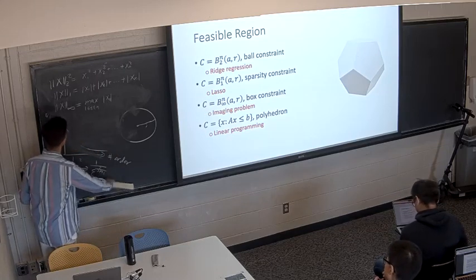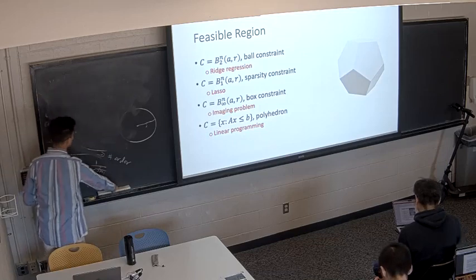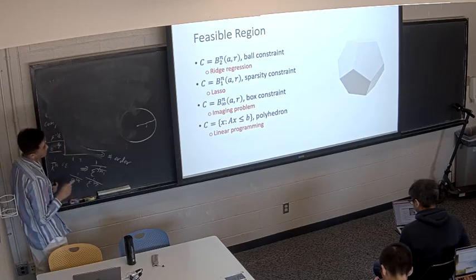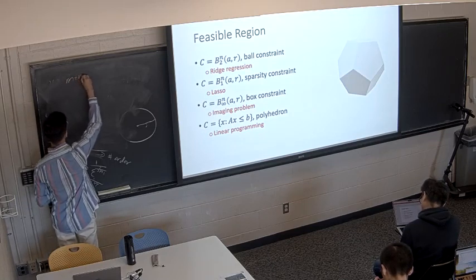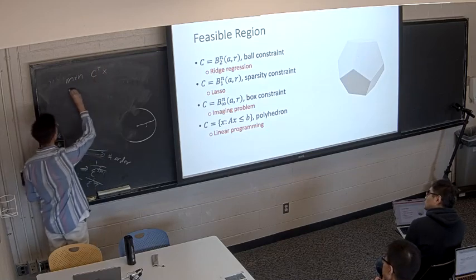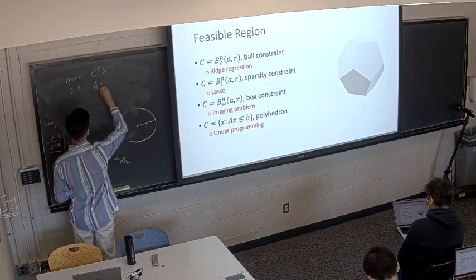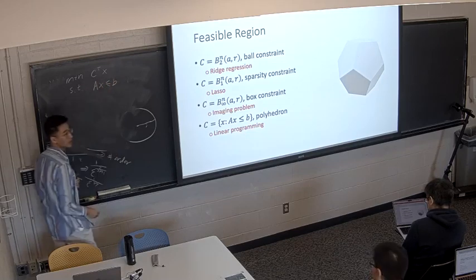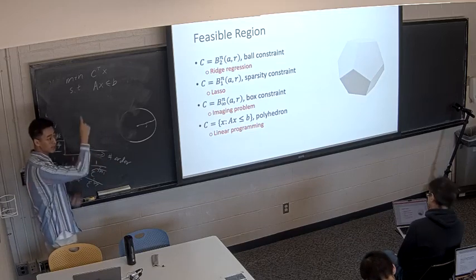Basically, in linear programming, we want to minimize a linear objective subject to a linear constraint. So in linear programming, you want to minimize c transpose x, where c is a vector, subject to Ax less than or equal to b. Ax less than or equal to b is a more compact way of writing many constraints.